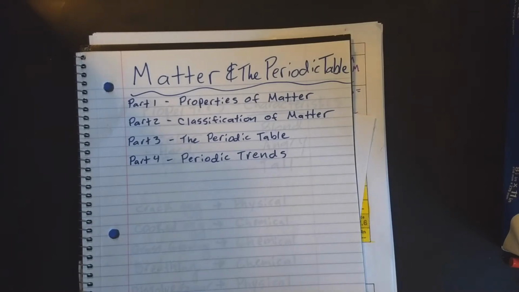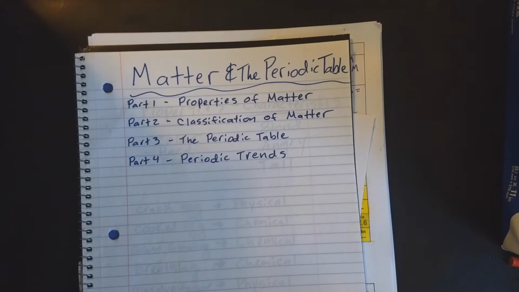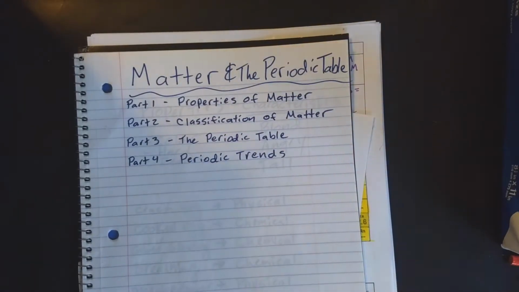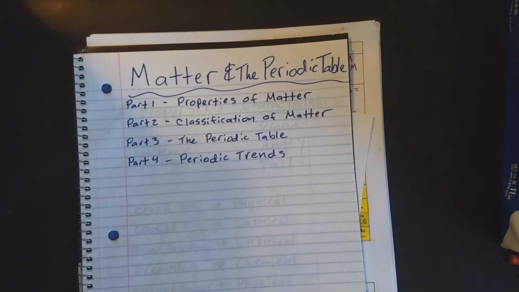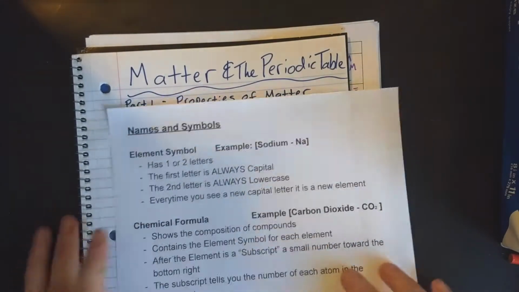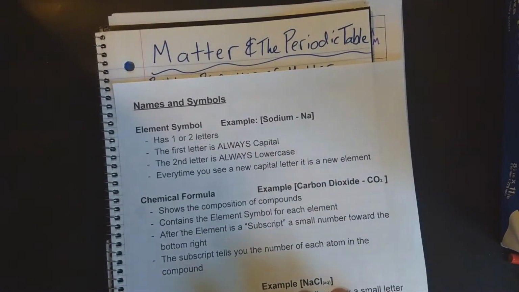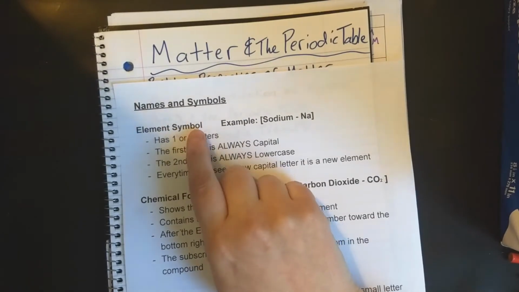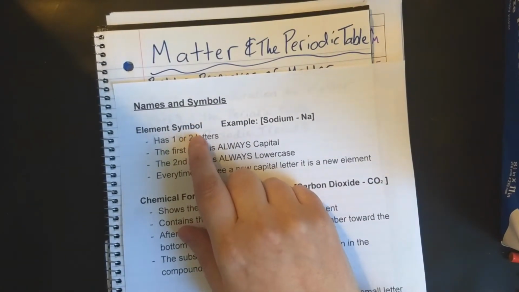In this video we're going to talk a little bit about the periodic table, and I'm going to show you how to color in your own periodic table so you have one that's really useful for class. Now the first thing I want to talk about is, well, I got a couple papers here. The first thing I want to talk about is names and symbols, because we're going to start talking about elements and you're going to see the element symbols on the periodic table a lot.